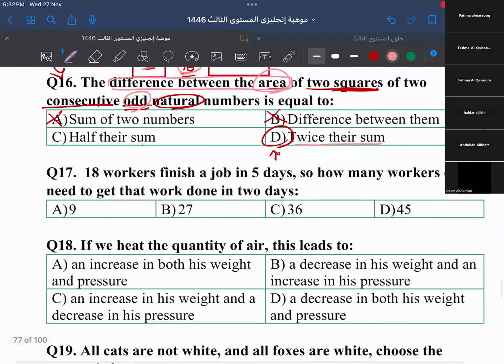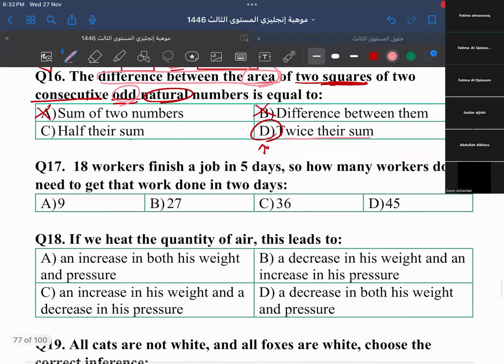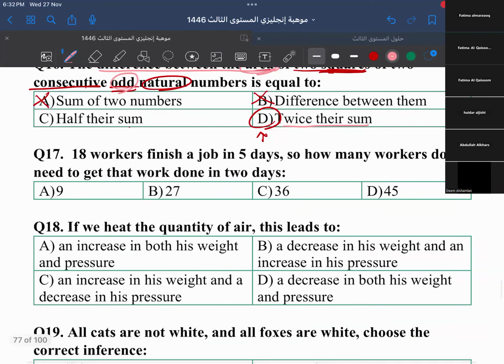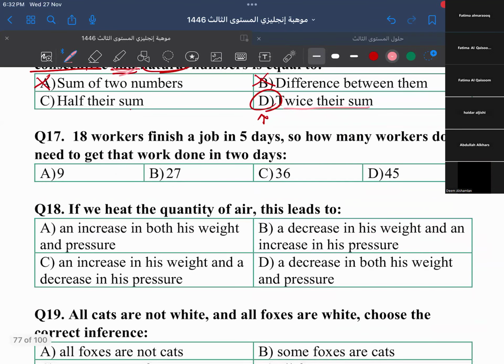Okay. Do you want to do question 17, Fatima? Miss, can I do another question? Okay. No, do you want to try with me? It's easy. It's not hard. Okay. So read the question first.